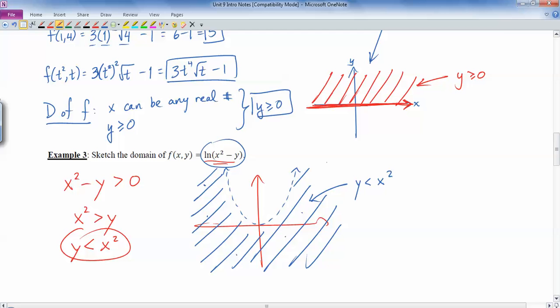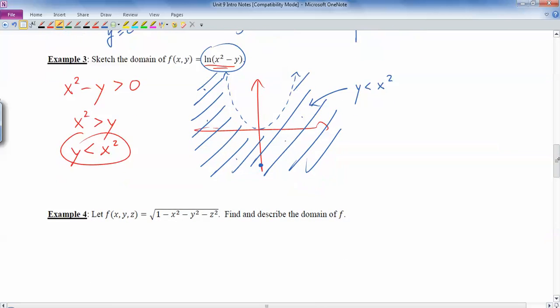Remember, if you're not sure which side to shade, just pick a test point that's really obvious. You know, pick like 0, -4, plug it in and see if it works. And if it works, then you shade that side. If it doesn't work, you shade the other side. Okay.